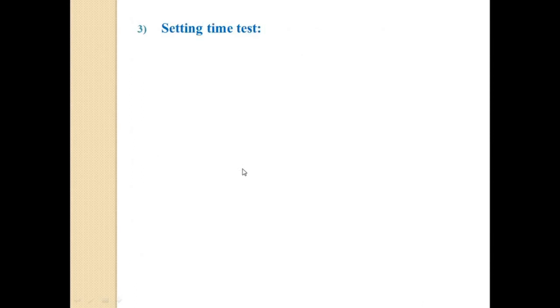Next is the setting time test. For the setting time test, we are again using the Vicat apparatus. So let us see the procedure. Here we only replace the plunger by the initial setting time needle and the final setting time needle. So firstly, we have to complete the procedure of initial setting time. So let us see one by one.